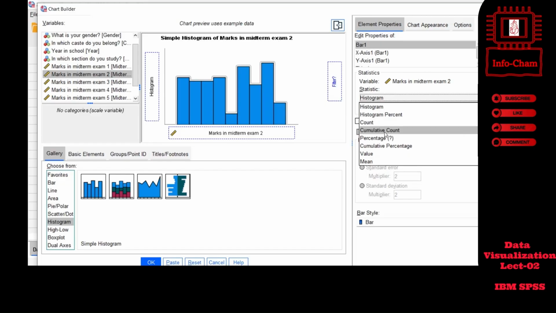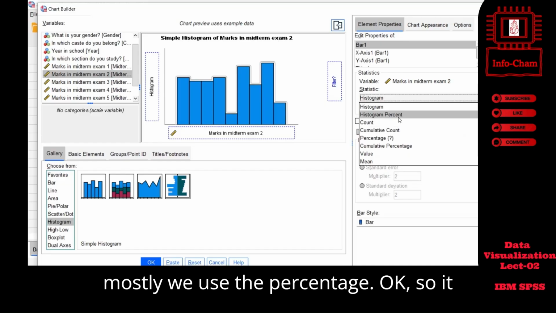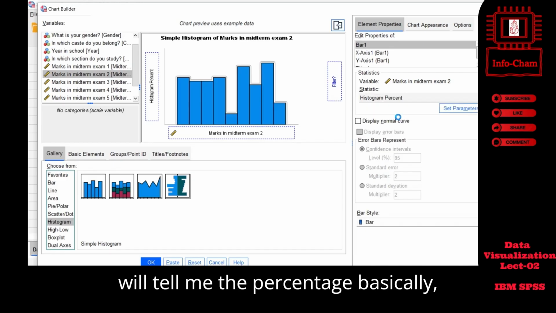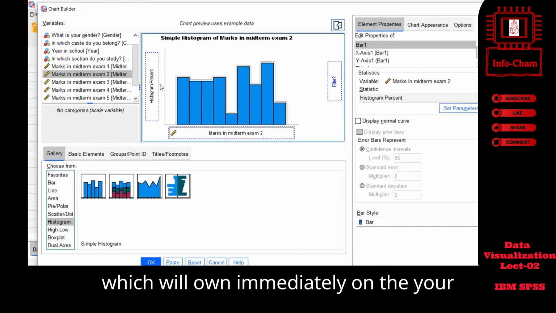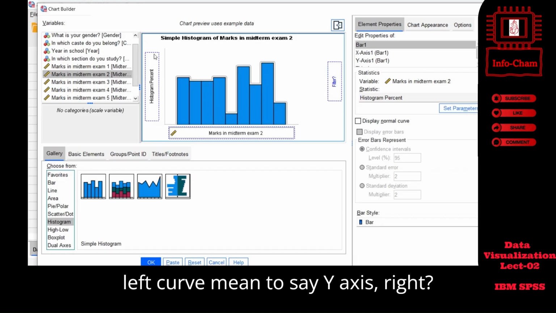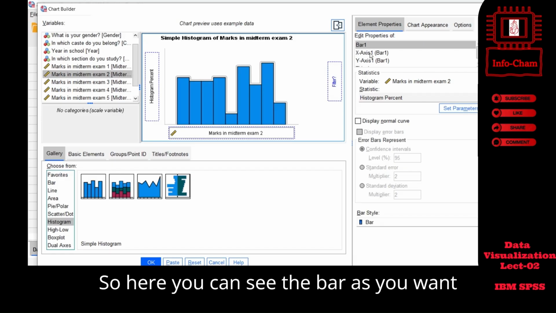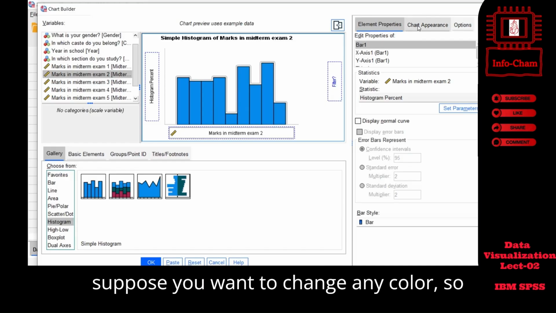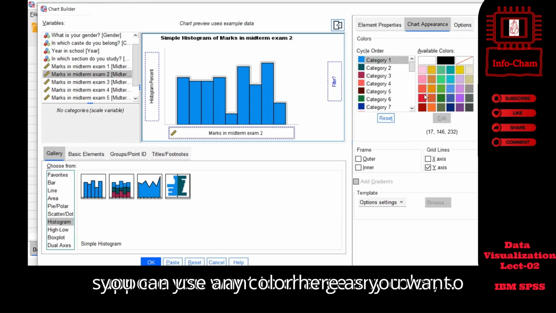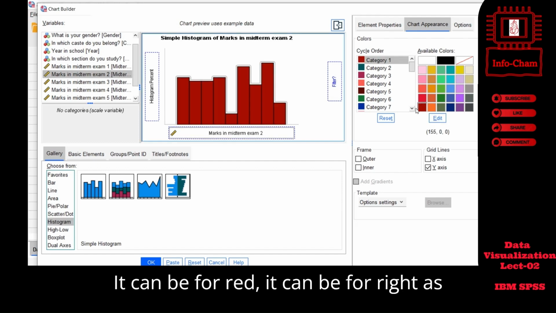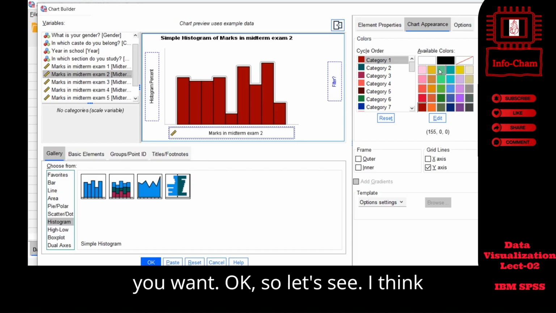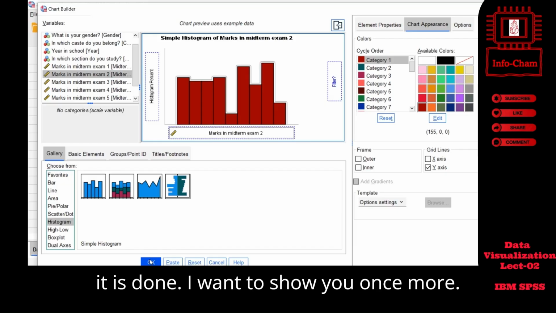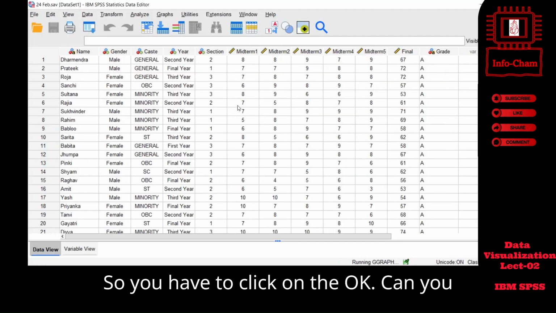Basically, mostly we use the percentage. It will tell me the percentage on the left curve, meaning the y-axis, right? So here you can see the bar as you want. Now suppose you want to change any color, you can use any color here as you want. It can be red or whatever you like. Okay, I think it is done. I want to show you once more. You have to click on OK.